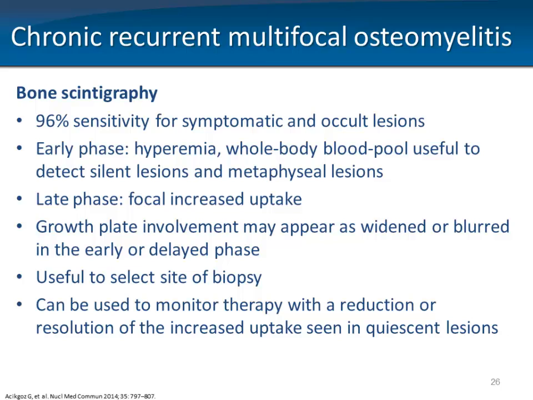Literature data is very convincing. Bone scan has a 96% sensitivity for symptomatic and occult lesions. The early phase typically shows hyperemia or blood pool, which can be useful to detect those lesions that are close to the metaphyseal areas, because they can be somewhat difficult to interpret on late phase imaging. But late phase imaging typically should also show you an increased uptake that is focal.